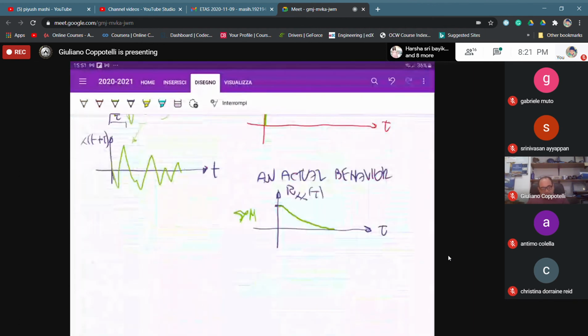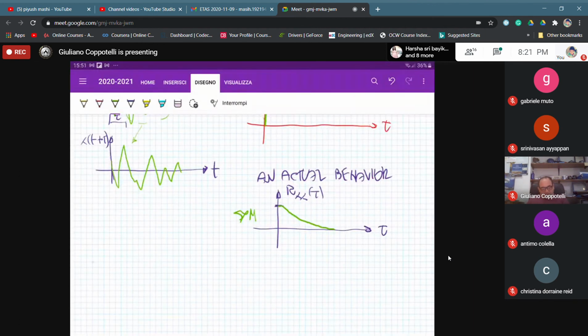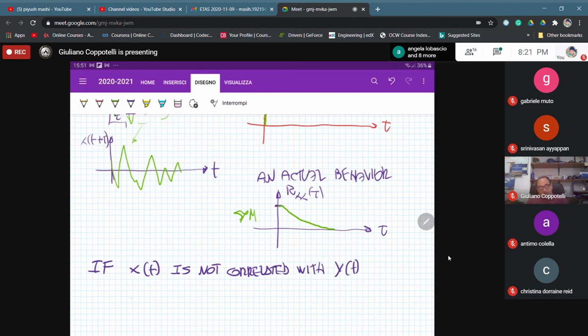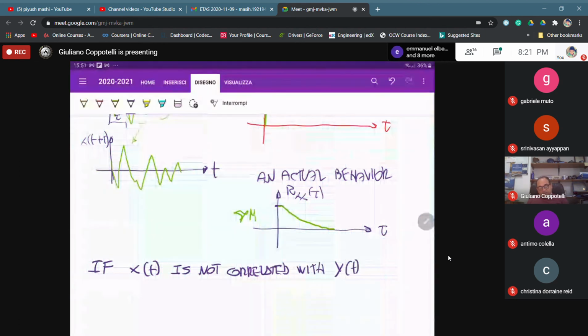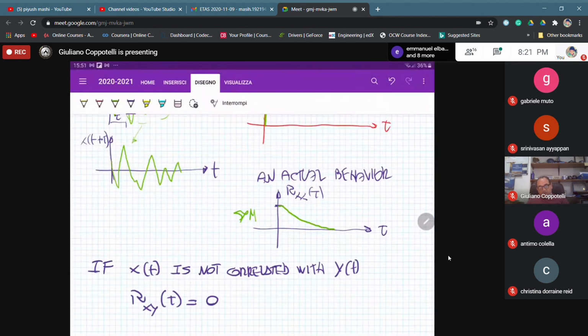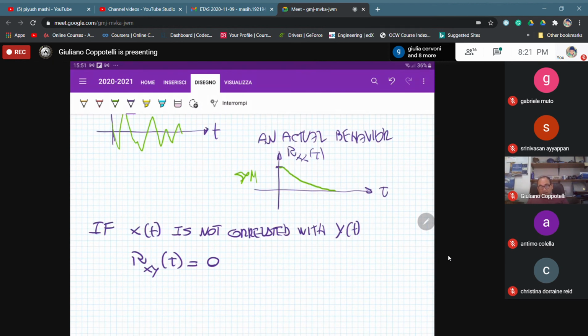If, as a result of that, xt is not correlated with yt, then your cross correlation function is, of course, 0. And by the way, we are having null, 0 average. I said that.